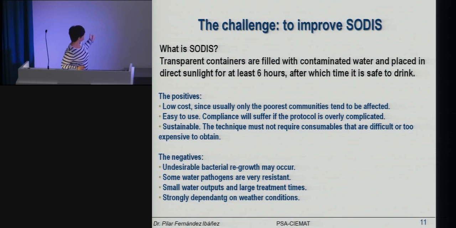The negative is that there is an undesirable bacterial regrowth after the treatment. Why? This depends on how efficient the treatment was, how accurate your methodology to measure the disinfection was, or also on the water matrix or the microorganism itself.